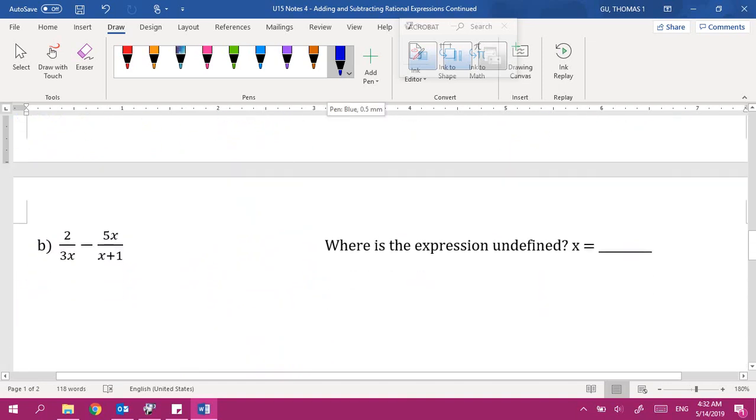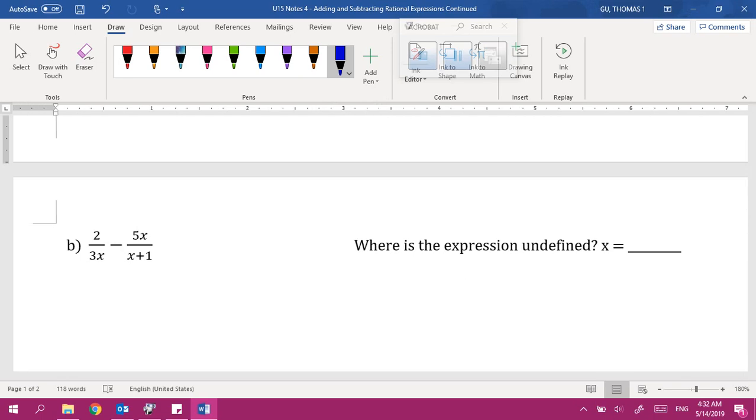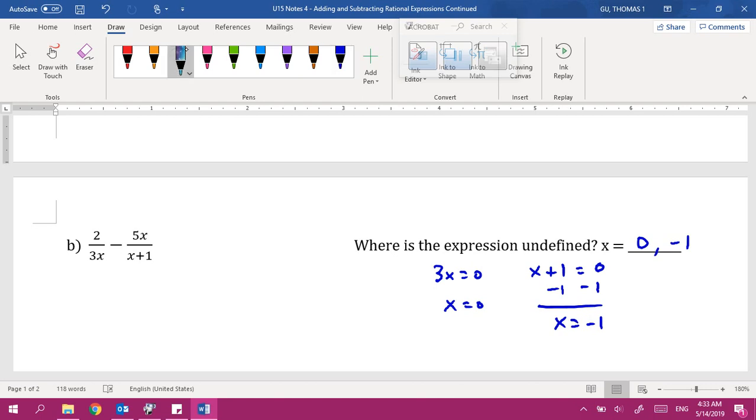This one we don't need to put x is not equal to, we just put x is equal to because it's asking for a location. So let's find those x values where x is undefined. 3x equals 0, which means that x equals 0, and also x plus 1 equals 0. Subtract 1, this is from the denominators, and x is equal to negative 1. So x is going to be 0 and negative 1, that makes it undefined.